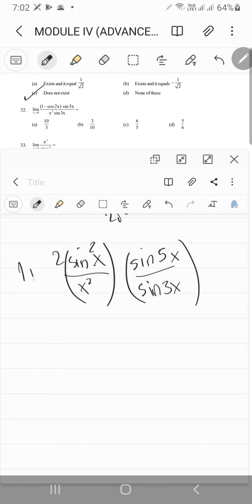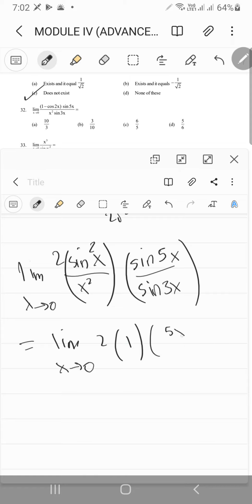This is like limit as x approaches 0. So this should be the limit as x approaches 0 of 2 into 1, because this thing gets to 1, and this is like 5x upon 3x, using the small angle approximation. So this cancels, and we just get 10 by 3. Next question.